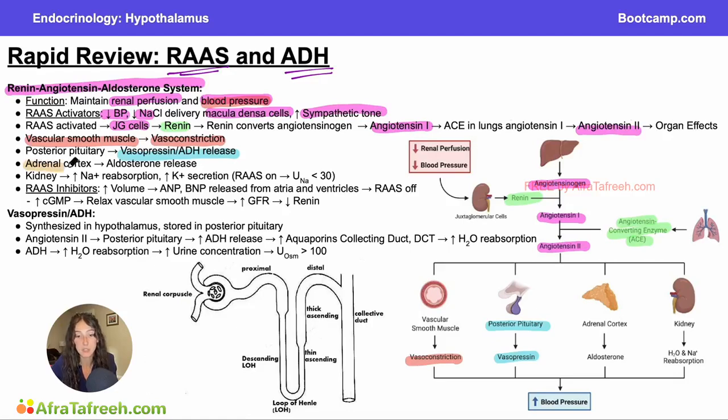Next, angiotensin 2 is going to go to the adrenal cortex and stimulate aldosterone release. In addition to its own effects on the vasculature, aldosterone is also going to act directly on our kidney, and it is what is going to encourage our kidney to increase sodium reabsorption and increase potassium secretion.